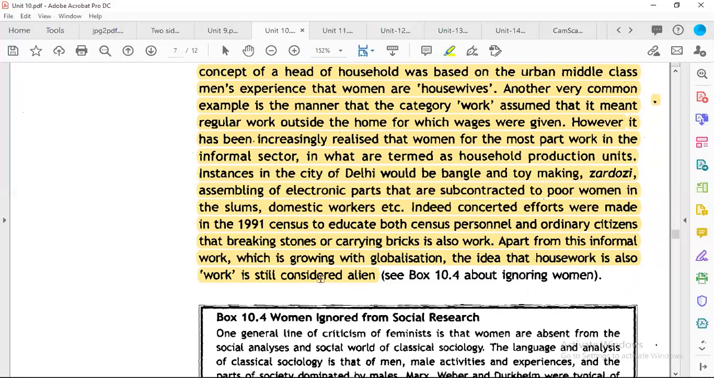We always assume that housework is not work. That's why there are various kinds of remarks which men and sometimes females use. What do you do in the house all day? The whole day, what do you do in the house? I am working in the office. I have many client meetings. I am busy the whole day. But you are free just because you are at home. So those quotes symbolize that in our society, the work of housewives is not considered work at all.